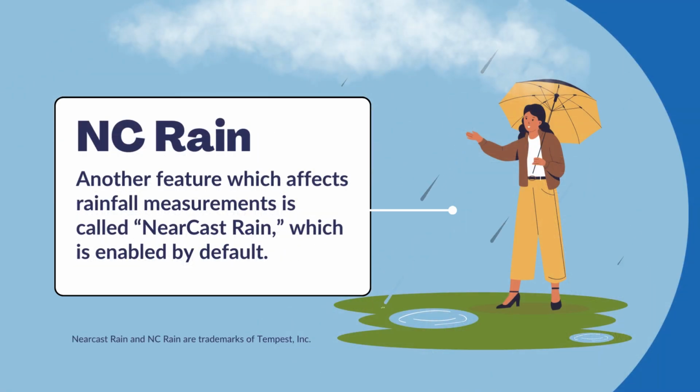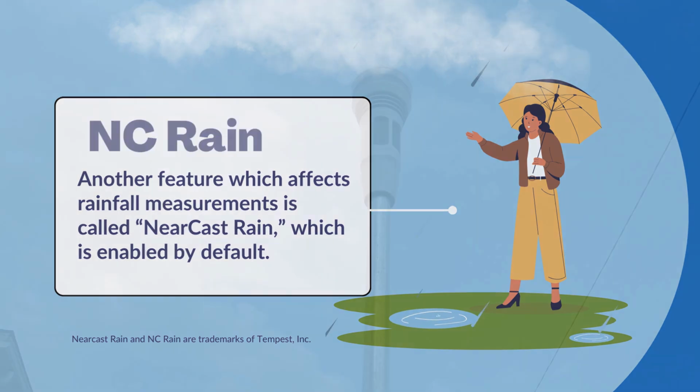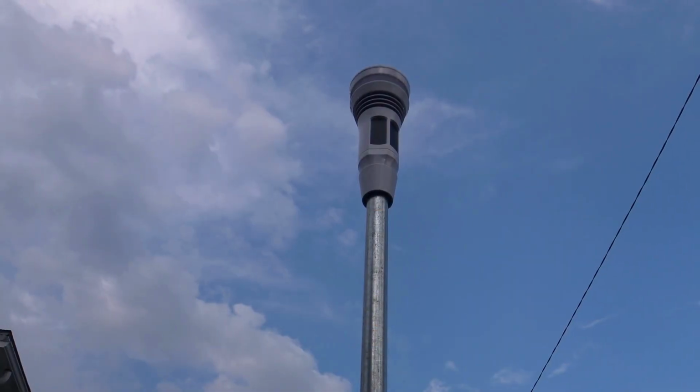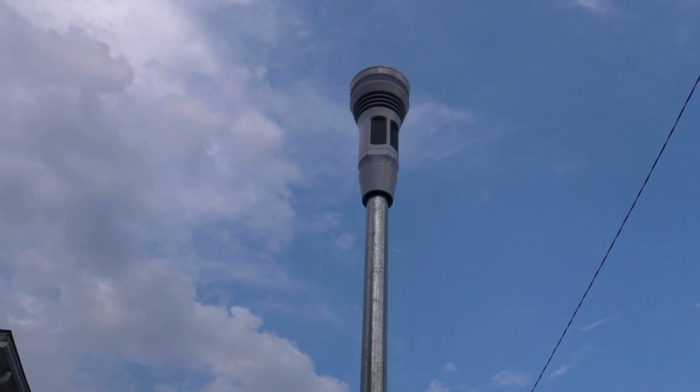Another feature which affects rainfall measurements is called NC rain, which is enabled by default. These adjustments are made to collect the data as the Tempest servers receive it and is shown in your app. So what does any of this have to do with your rain gauge? We found that Tempest requires a tweak to the settings and a stable mount.